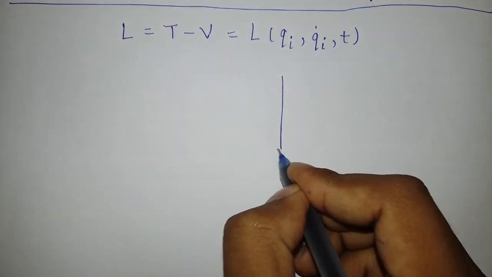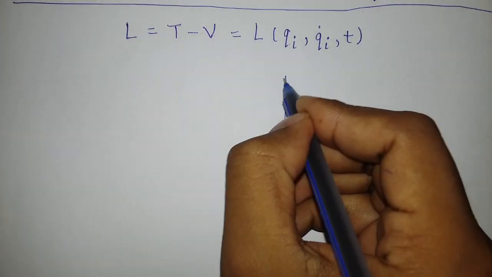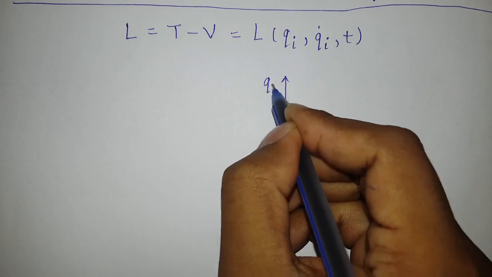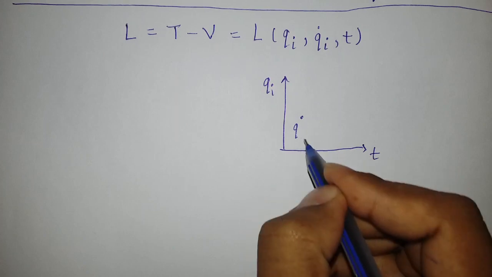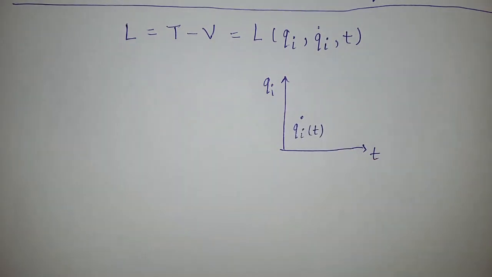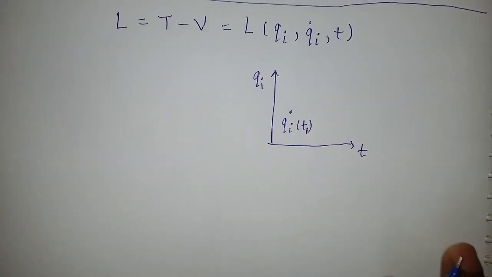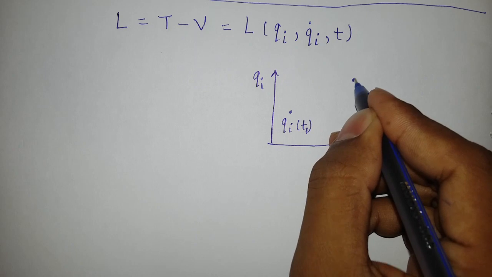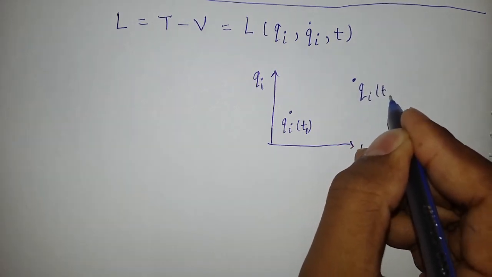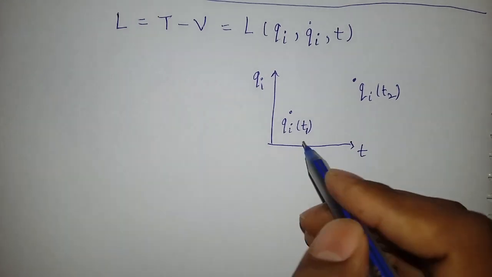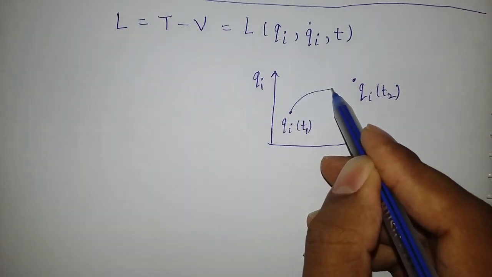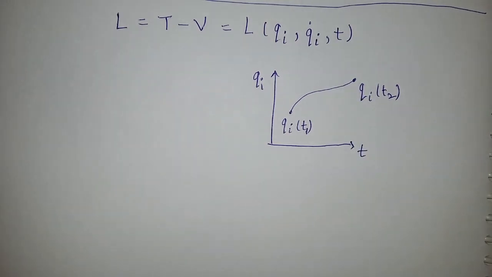So looking at the state space of the system, q_i's and t, suppose we have defined the state of the system at some time t1 and some other time t2. Our aim is to find the actual physical path that the system would take to go from t1 to t2.